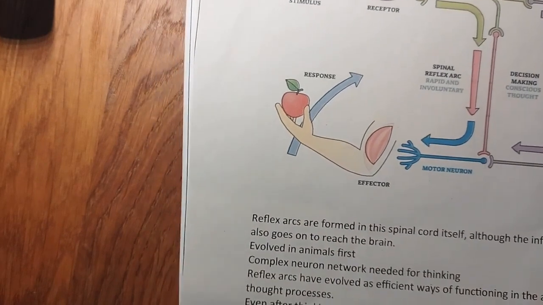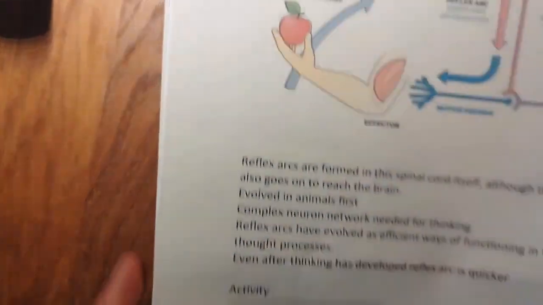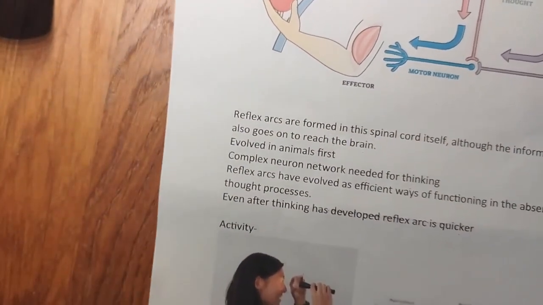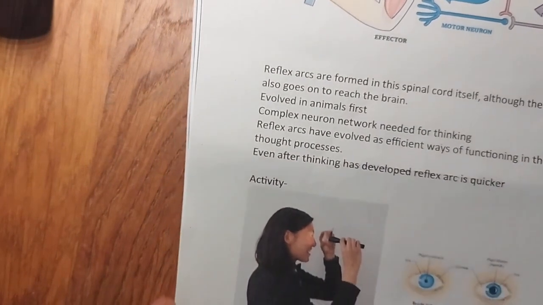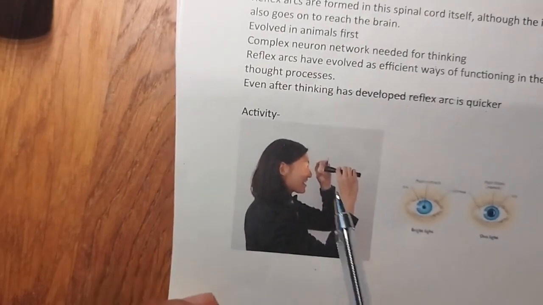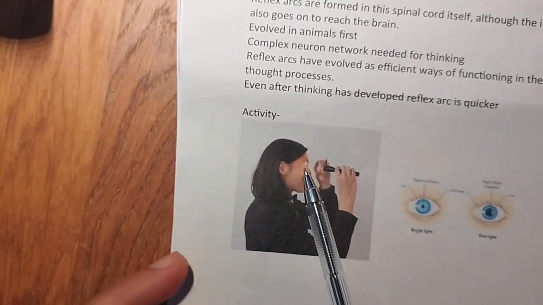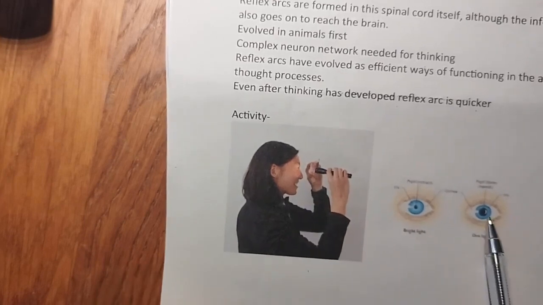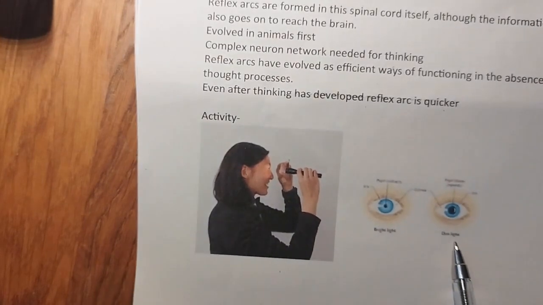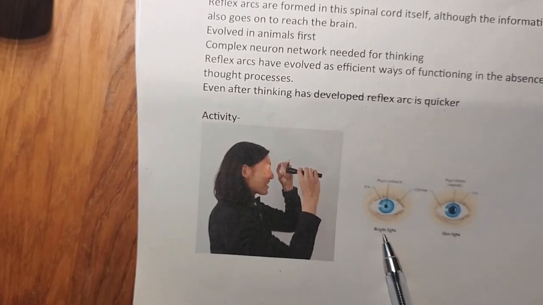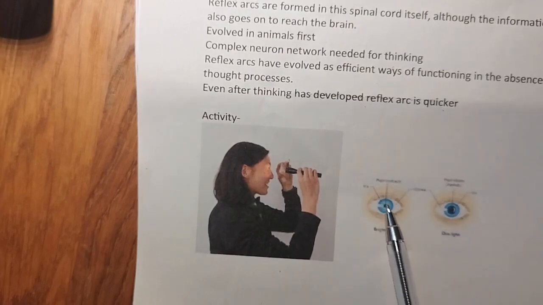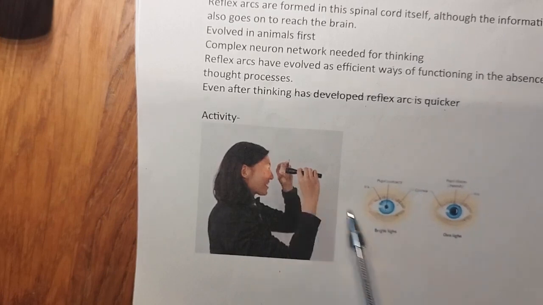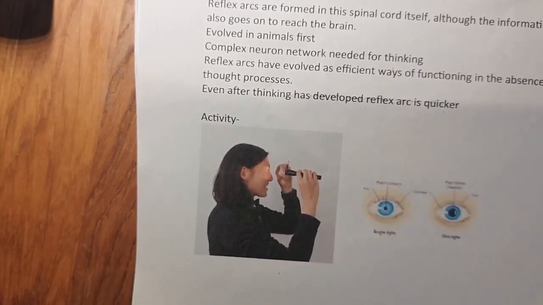They want you to trace the sequence of events that occurs when a bright light is focused on your eyes. So when the bright light is focused onto the eyes, what will happen? This is a normal eye, and this is with the bright light shown into the eye. You can see the pupil constricts. It becomes small as soon as the light is shown. The pupil constricts. And how does this happen?